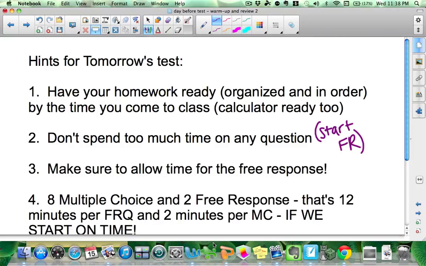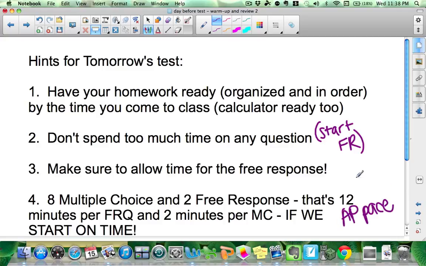The test consists of 8 multiple choice questions and 2 free response questions. That means you get 12 minutes per free response and 2 minutes per multiple choice, assuming we start on time. Guys, that's AP pace. I am starting right now to try to train you to be able to tackle the AP exam in the appropriate amount of time, okay? There is no extra time unless you have a documented plan for that, but unless you do, when the bell rings, time is up, turn in your test, okay?